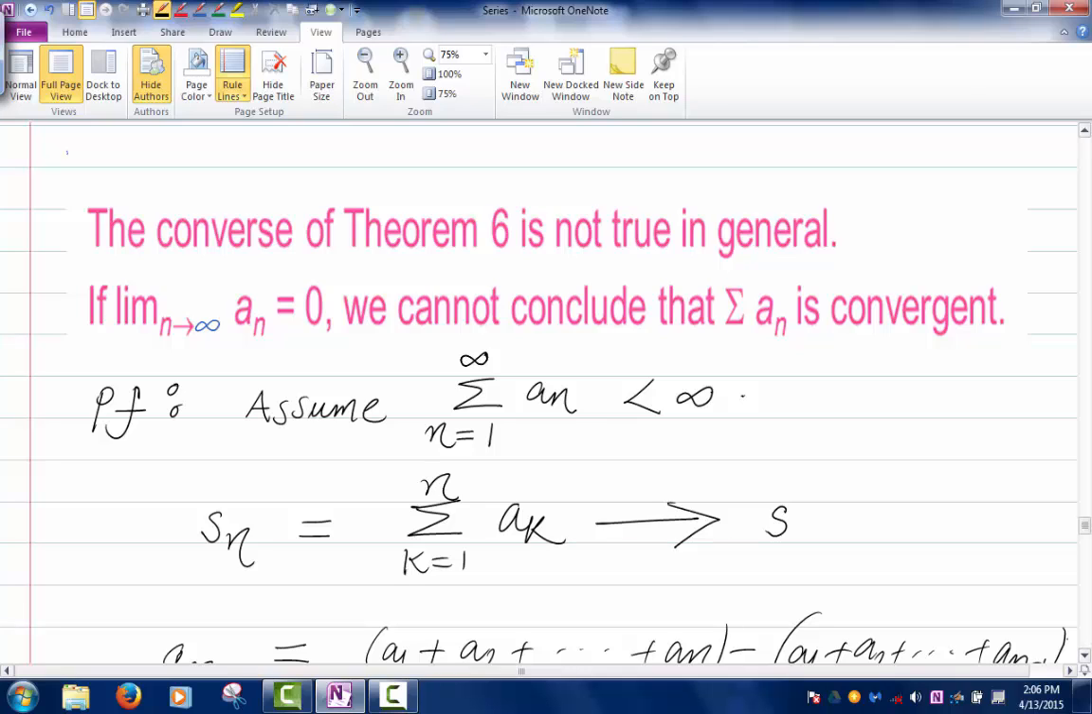Now, let's look at the nth partial sum. The nth partial sum of the series is the sum of k going from 1 up to n of ak. Sn is the sum of the first n terms. Because the series is convergent, Sn converges to a number. Let's say Sn is converging to the number S. So the assumption implies that the limit of Sn is S.